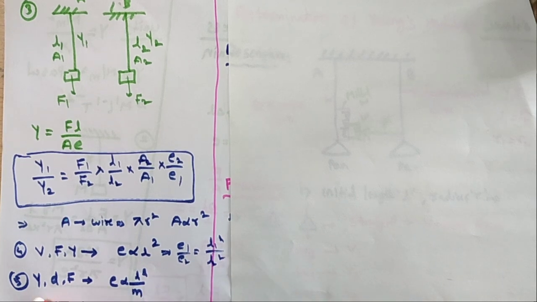And next one, Young modulus and density of the wire are given sometimes. Force is constant. These are all equal for the two wires. In this case, elongation is proportional to L square by M. So L square by M, so length and mass are both involved.